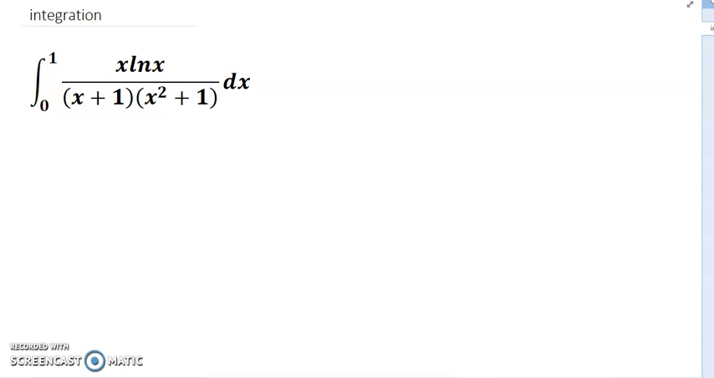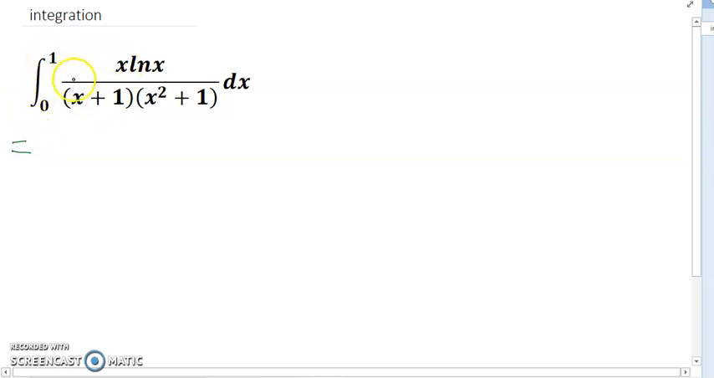Today's discussion is integration. So please check this integral: 0 to 1 of x ln x divided by (x plus 1)(x square plus 1). So friends, when we want to solve this kind of problem, we need partial fractions. Okay, so how can I do it? The fraction x divided by (x plus 1) into (x square plus 1) can be broken this way.